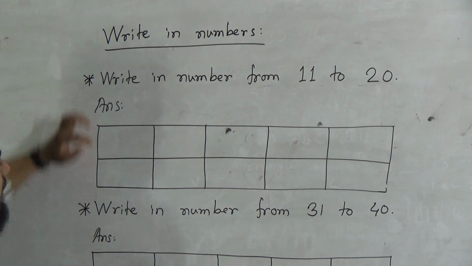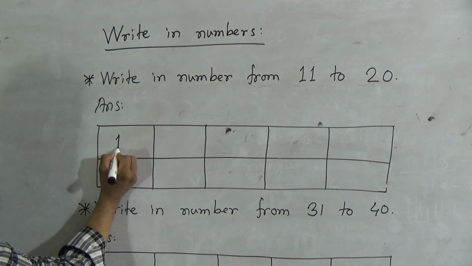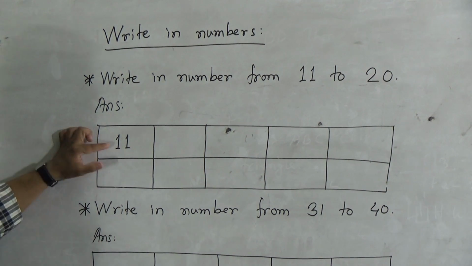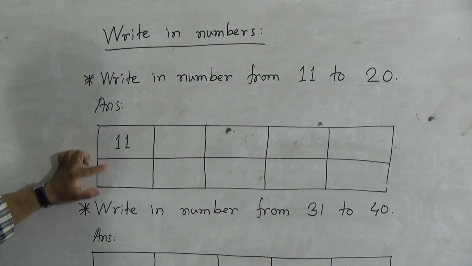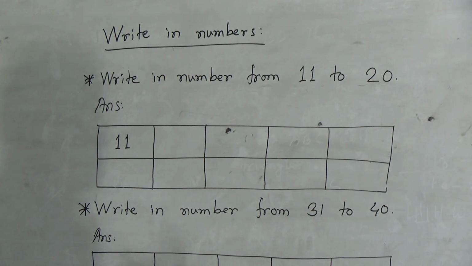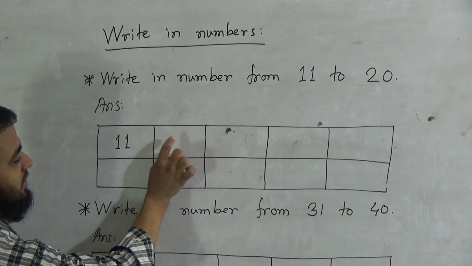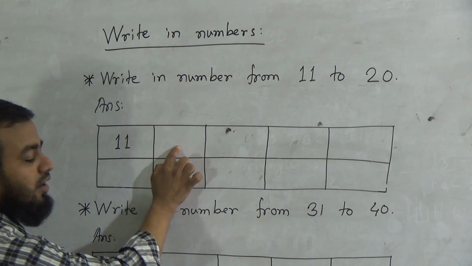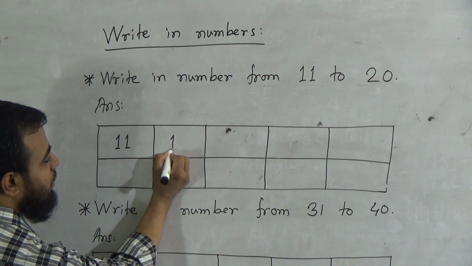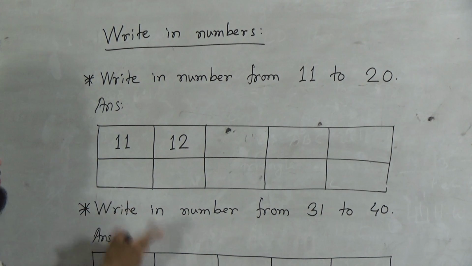That means you should write down at first in this box 11, because we need to start from the number 11. After 11, the next number is 12. We can't write down 12 at the bottom, because I am advising you that you should write down from left to right. That means after 11, you should go to the right box and write down the next number of 11, which is 12. Not go to the bottom at first. You should write down from left to right.